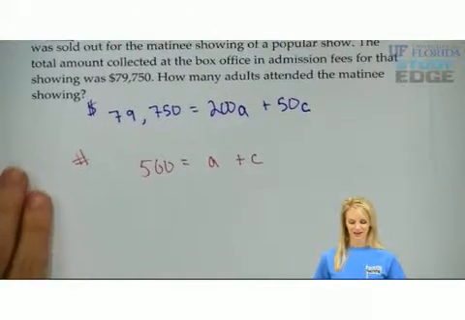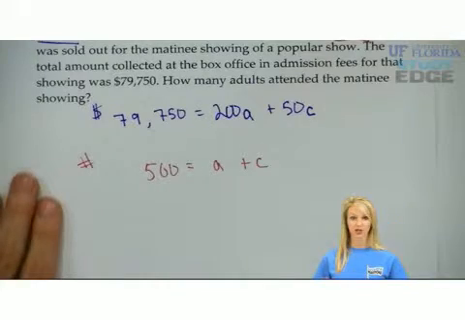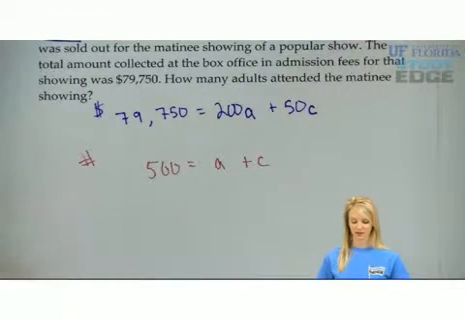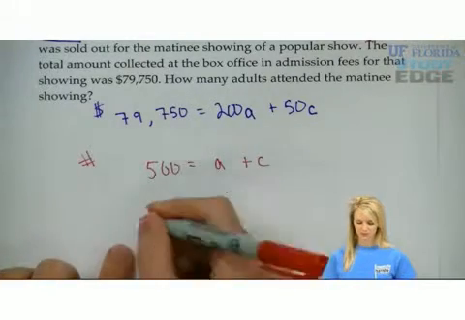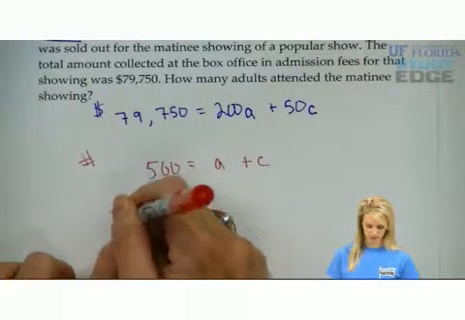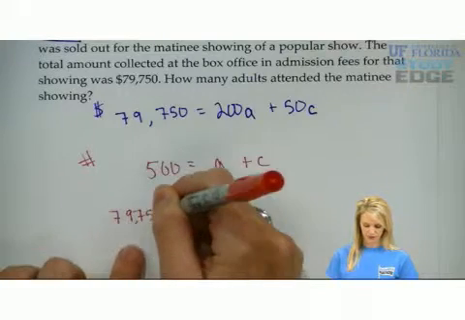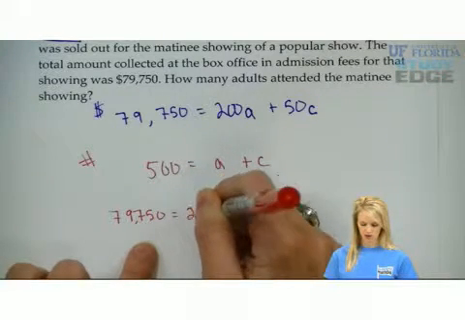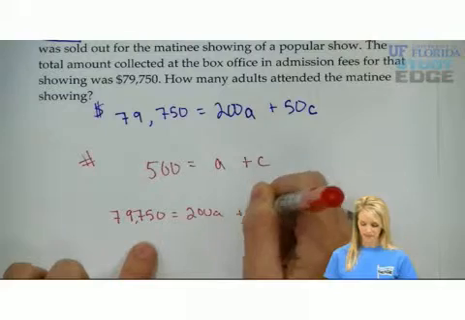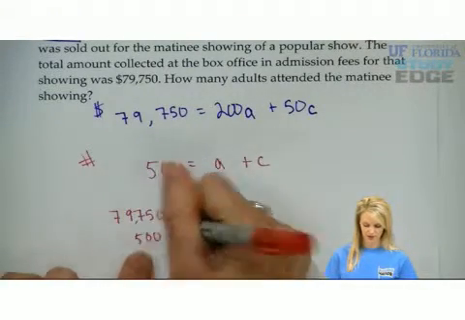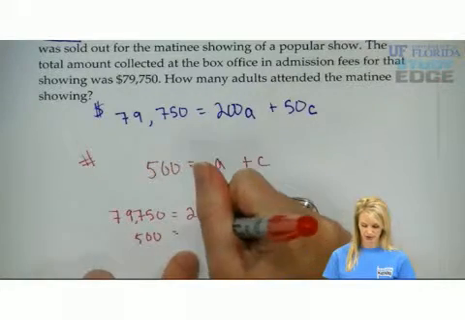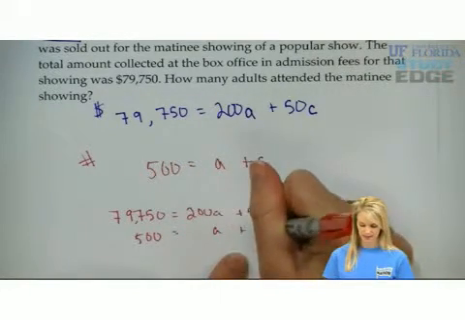children's tickets. All right, so now that we have our two equations, we need to solve for our variables. We need to figure out the number of adult tickets that we sold and the number of children's tickets that we sold. So let's rewrite our equations. We have 79,750 is equal to 200A plus 50C. Our second equation is 500 is equal to A plus C.